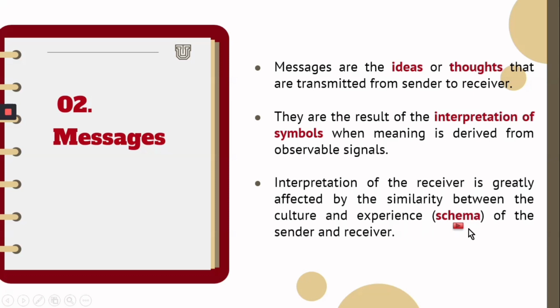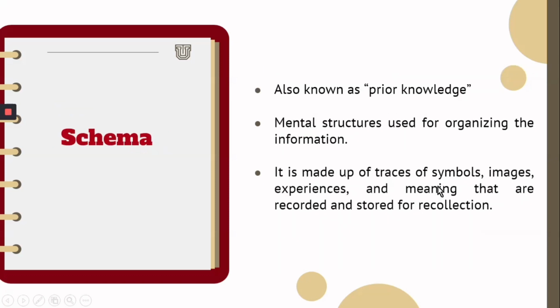Culture and environment is also known as schema, or the prior knowledge of a person based on his or her experience. This is also the collective ideas of a person about the world throughout his or her life. This way, a schema can greatly affect how a person interprets a certain word or information.